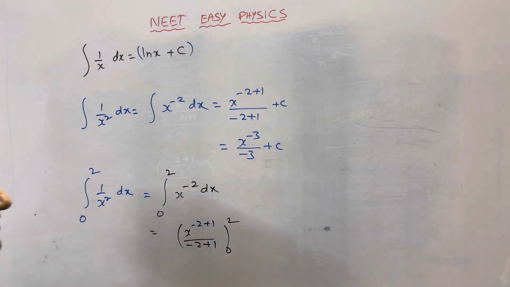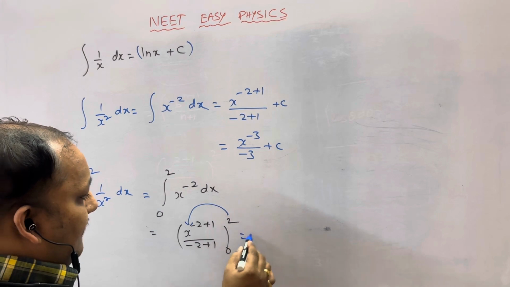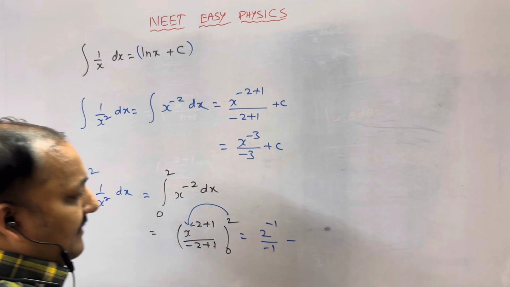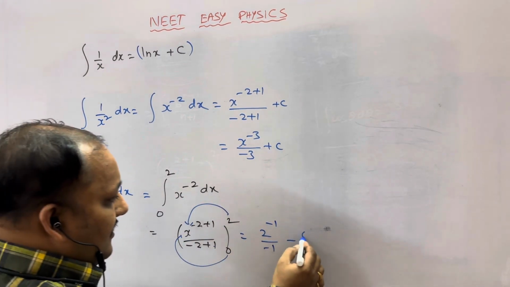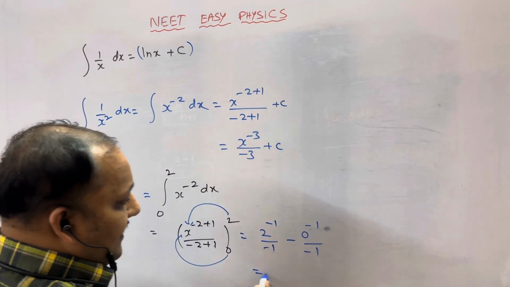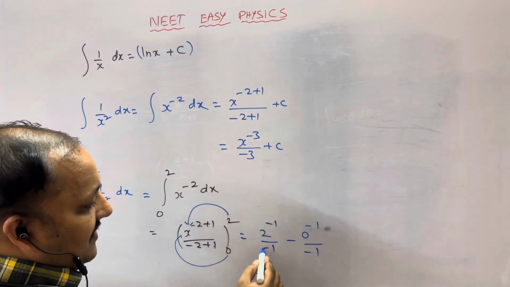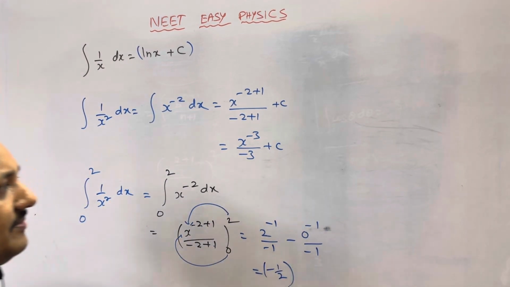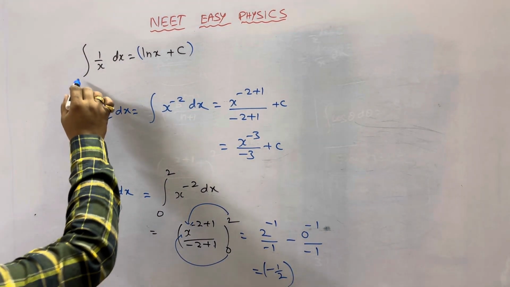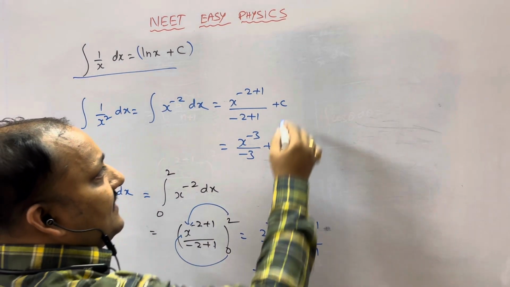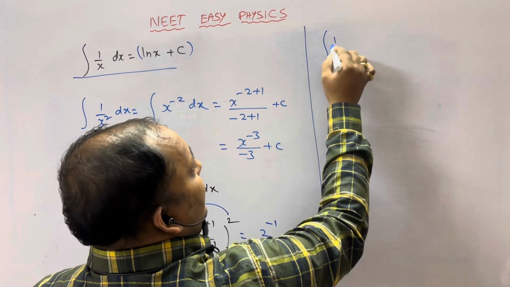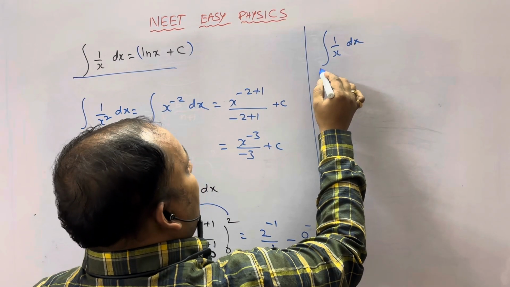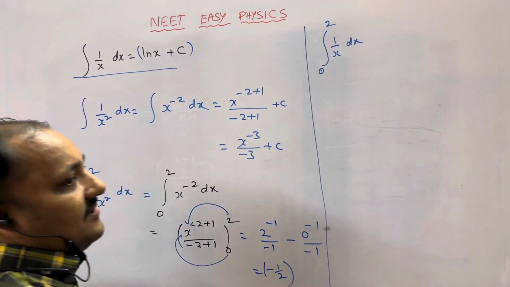First, which limit do we have to substitute? Upper limit. So 2 power minus 2 plus 1, that is minus 1, by minus 1, minus, next we have to substitute 0 power minus 1 by minus 1. So what is the final answer now? This minus I am writing here. 2 power minus 1 can be written as 1 by 2. Same like this, if they give integral 1 by x dx between the limits 0 to 2, let us assume.